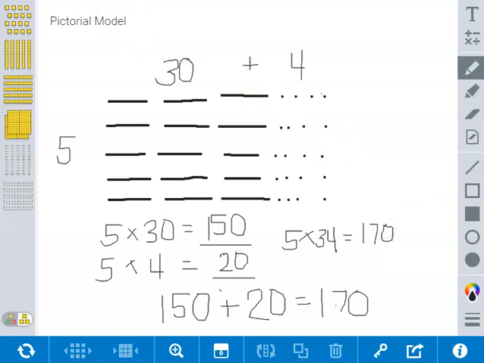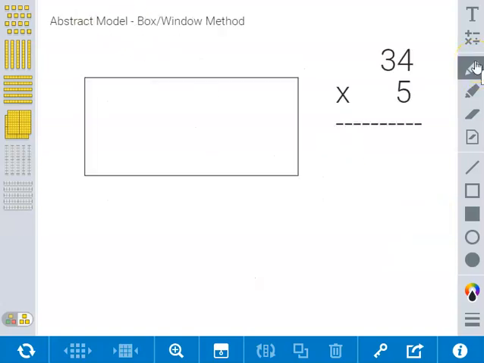170 marshmallows. For our abstract model, we will be using the box and window method to help us form our algorithm. So with the box and window method, we will be showing our 5 rows, which will be on our length, and the width will show our 34. And so we are going to make, using place value, our 30 here and our 34, and then we are going to make a small area for our 4 ones to make our 34.